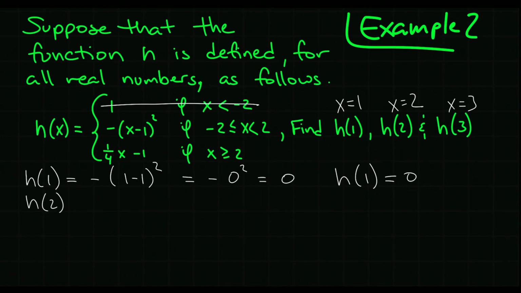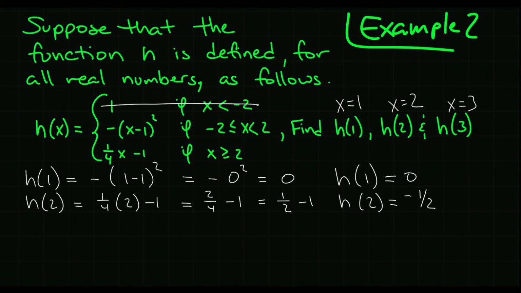For h of 2, because x is equal to 2, we're going to use our bottom equation. So that's going to be 1/4 times 2 minus 1. When we multiply that together, that's going to be 2 over 4 minus 1. When we reduce the fraction, that's going to be really 1/2 minus 1. And that's going to give us h of 2 is equal to negative 1/2.